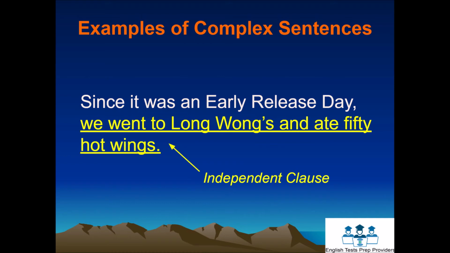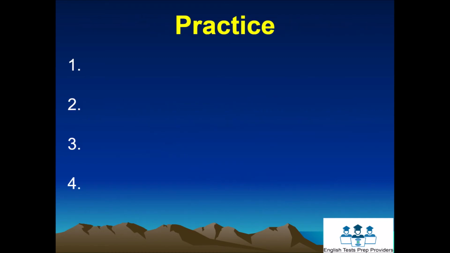Alright. So just like what I mentioned, you could transpose this. We went to Long Wong's and ate 50 hot wings since it was an early release day. So it's up to you. You can transpose or reverse the structure. Now let's have practice. So I have here four numbers.